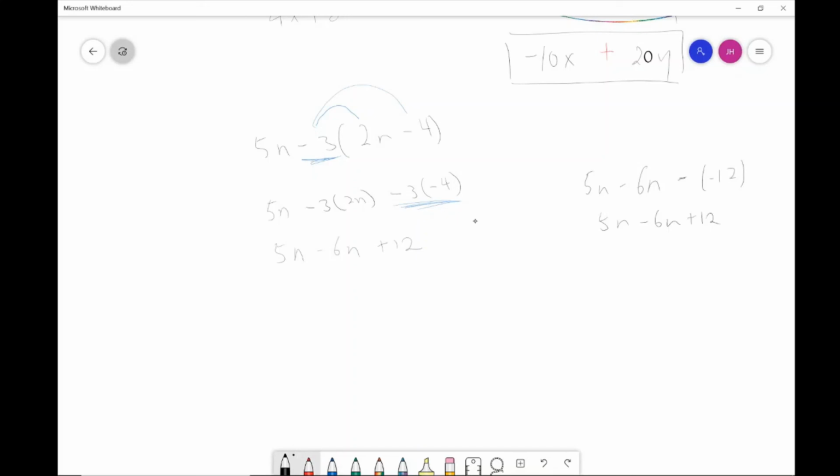Now, look at these steps. We have something to combine like terms, which is the 5n minus 6n. That will become negative n plus 12.